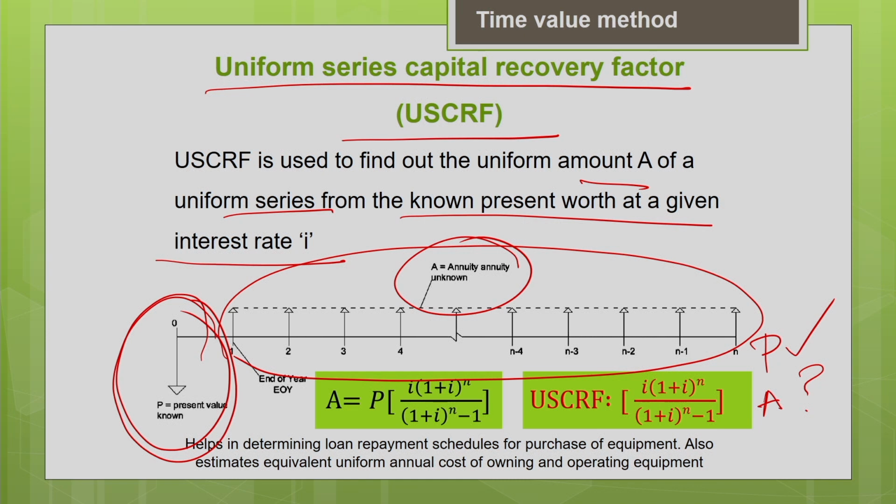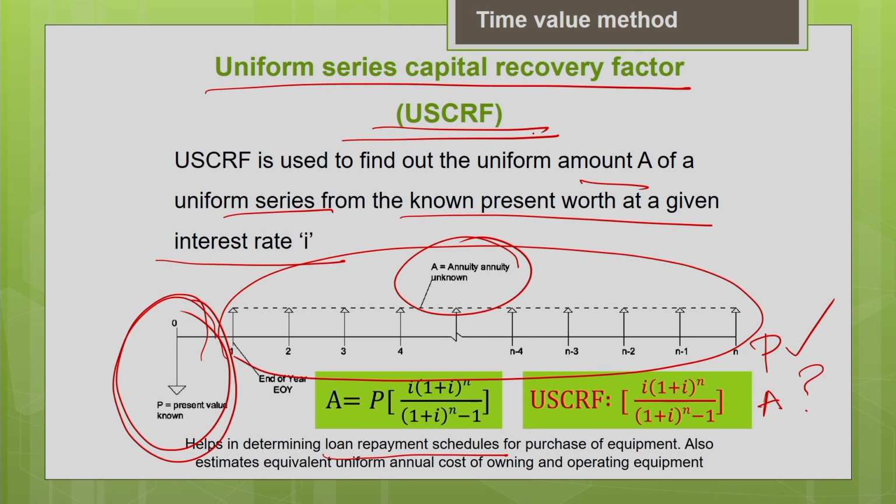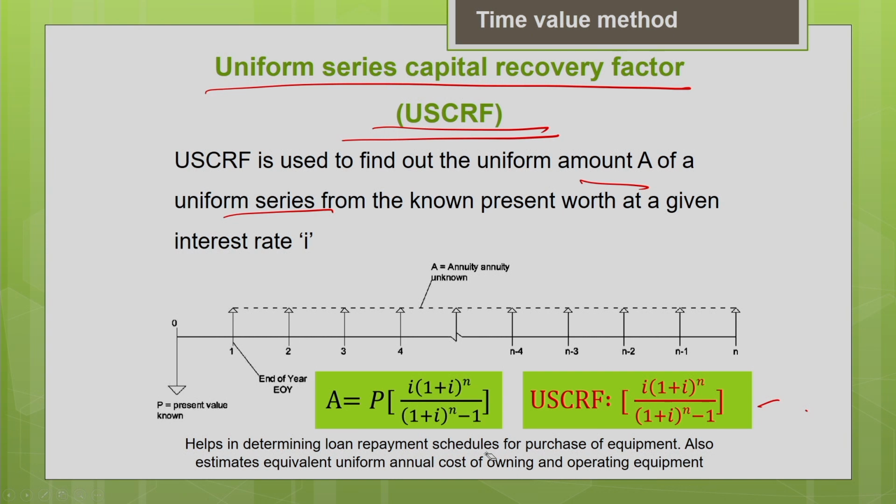There are different applications for this uniform series capital recovery factor. It helps you in determining your loan repayment schedule. For example, if you have purchased your equipment through a loan, your lender will find the loan repayment schedule using this factor. Basically it tells you how to recover the capital invested, how to recover the loan which you lent to your borrower. So one application is the loan repayment schedule, and another is recovering the capital cost.